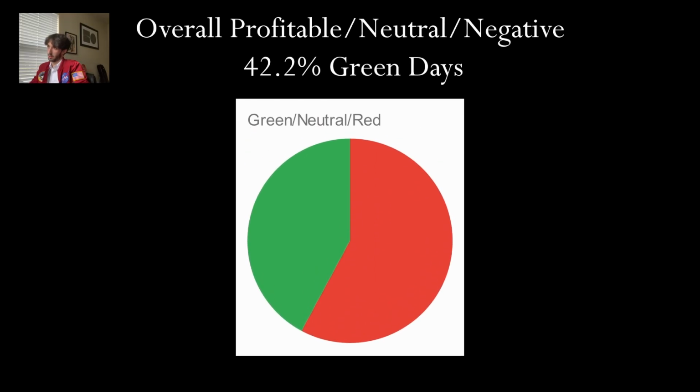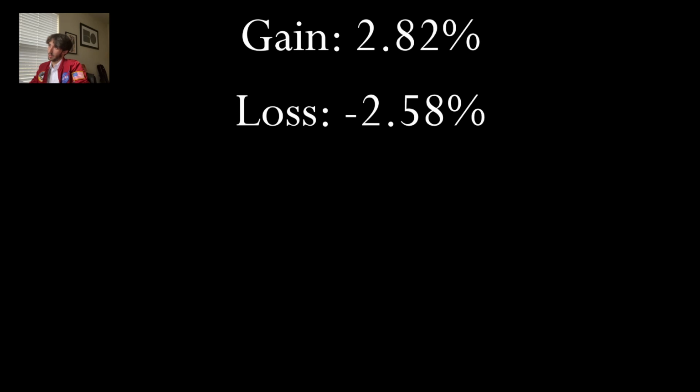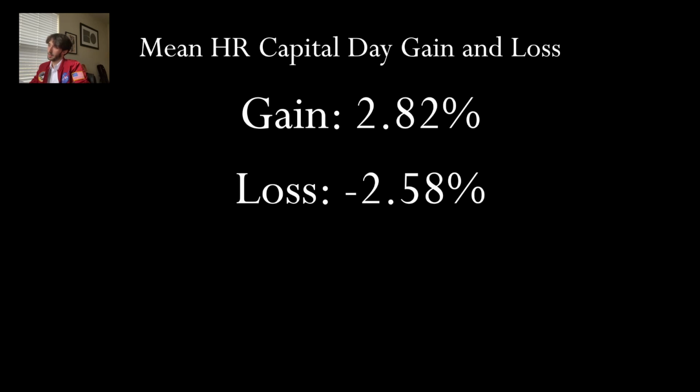42.2, green days did increase. Profitable trades is around 60 right now. I haven't closed my current trades, so that's why it's at 55, but it's around 60, I think. And the gains did decrease a little, but our losses did increase, so it's gone to a higher negative value, which is better.